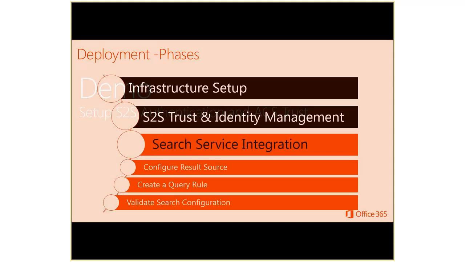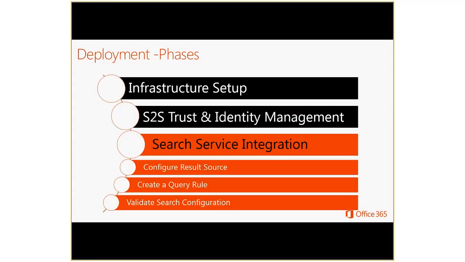If we look back at the deployment phases, we have done the infrastructure setup. We have done the server-to-server trust and identity management. The final configuration part is to set up the search service integration, which has two steps: you have to configure a result source and you have to create a query rule, which has to be on the vertical on which you are trying to configure search. If you are configuring outbound, at this stage you have to configure it in your on-premises environment.